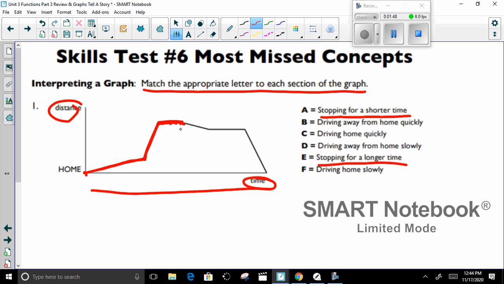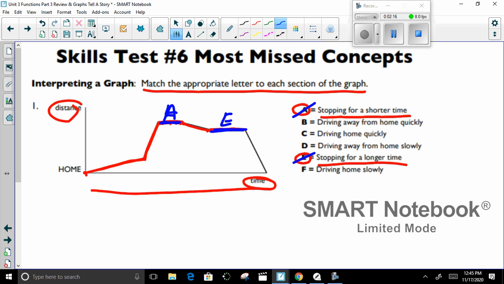Then it looks like they're driving a little bit, getting closer to home. And then again, over time, they're not going any distance, so they're stopping. So my stoppings are A and E. One of them is for a short time, one of them is for a longer time. This part is the shorter, which would be A, and this is stopping for a longer time, which would be E.